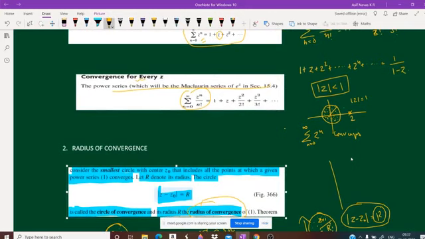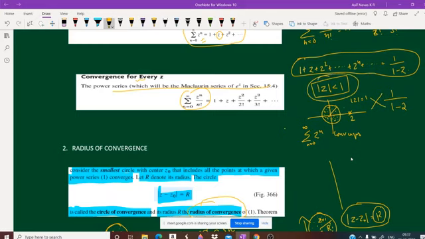So we know that if we take this Taylor series, or this series, it is not convergent at every point. For example, if you take 2, this doesn't go to 1 by 1 minus 2. So this happens only when mod z less than 1. Then mod z equal to 1 is the circle of convergence and 1 is the radius of convergence.